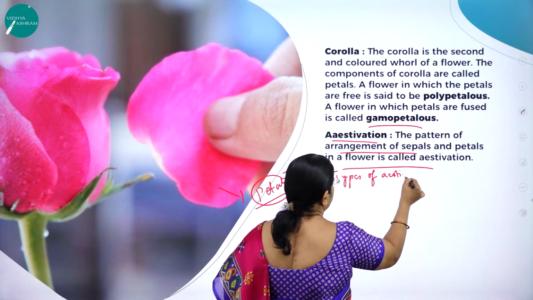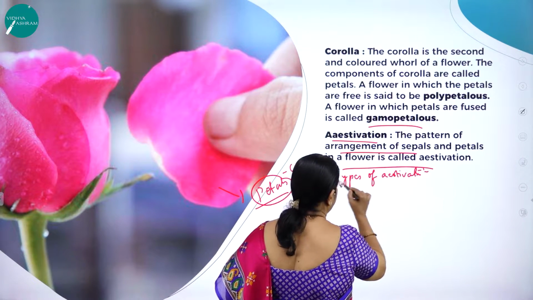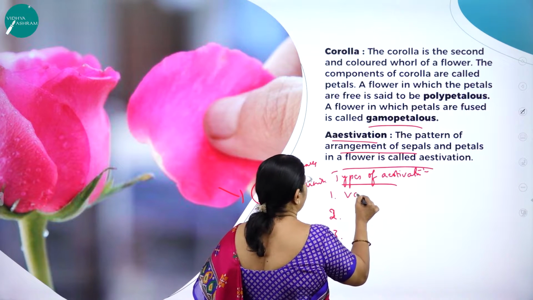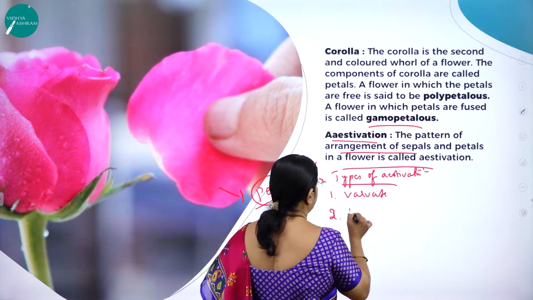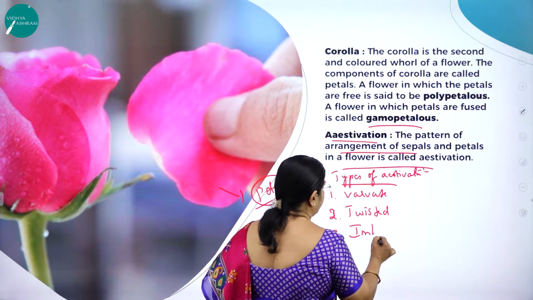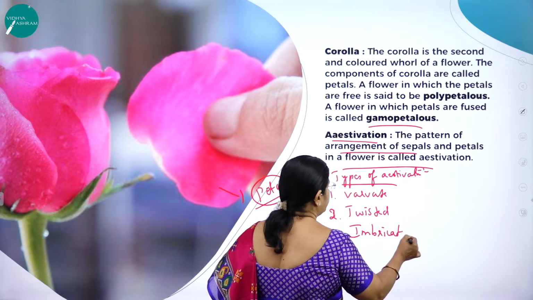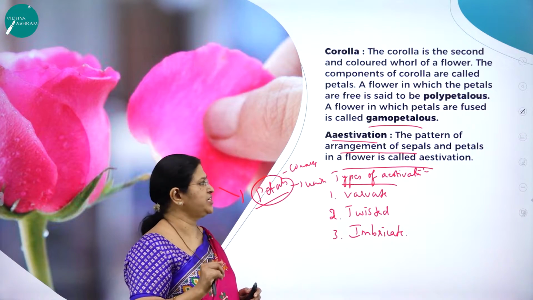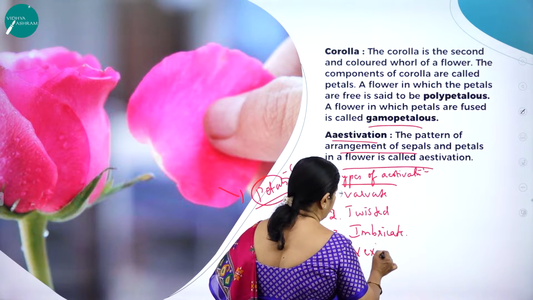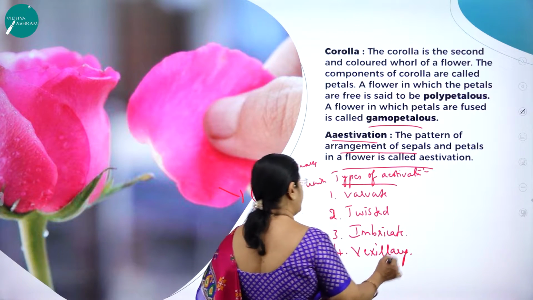Types of aestivation. There are three types: valvate, twisted, and imbricate aestivation. There is one more called vexillary. That is four, vexillary aestivation.